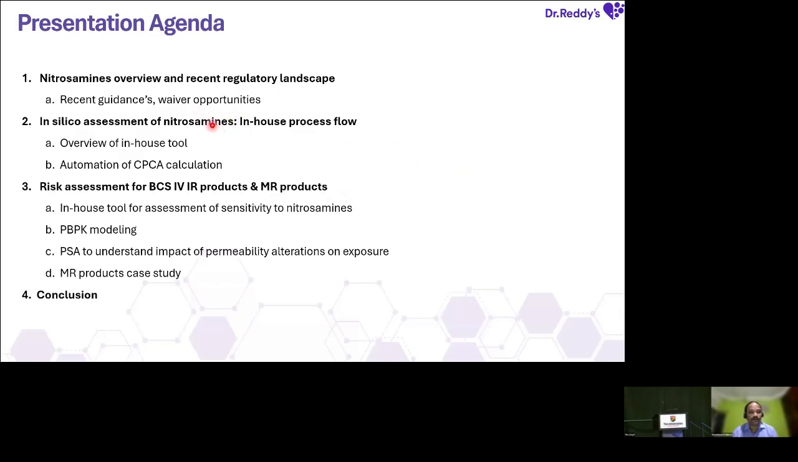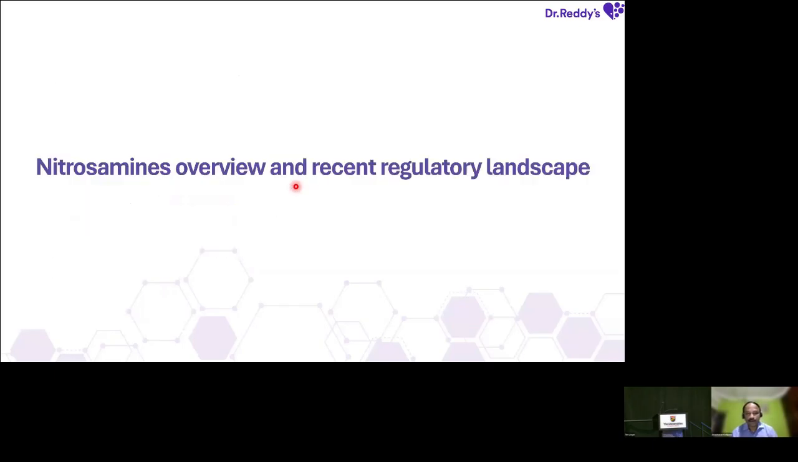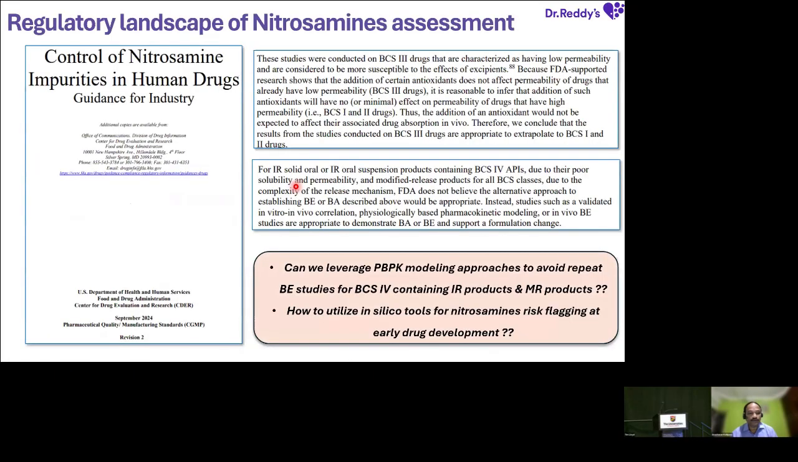We will see the nitrosamines overview in the context of the regulatory landscape, which most of the presenters have touched upon. And then we would like to talk about the in silico assessment of nitrosamines, which we can do using our in-house tool that we have developed, which can calculate the CPCA calculation, and it can be used to flag the nitrosamine risk assessment during early development. And further, coupled with the in-house tool, we will talk about the opportunities of PBPK modeling that it can offer for the NDSRI risk assessment in case of BCS class 4 IR products as well as the MR products, followed by the conclusion.